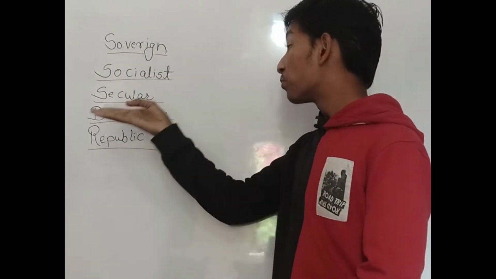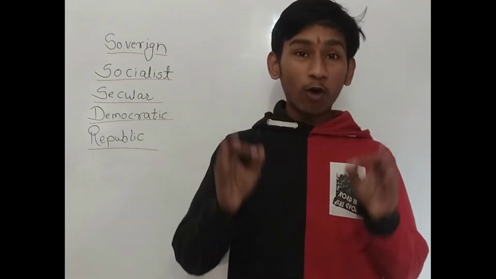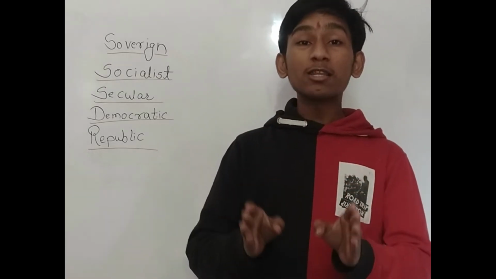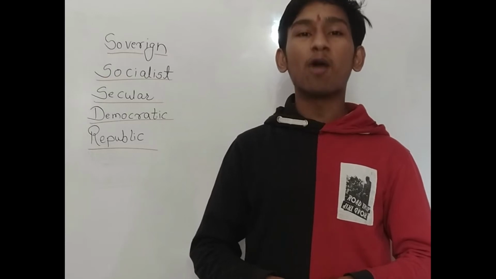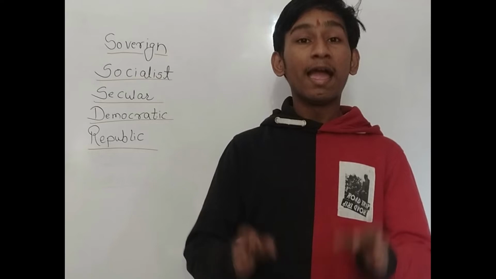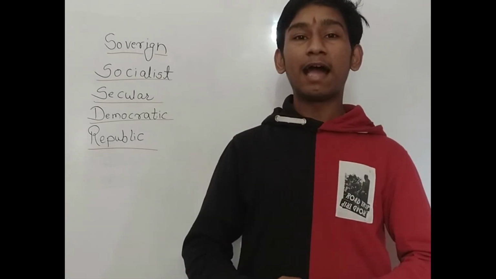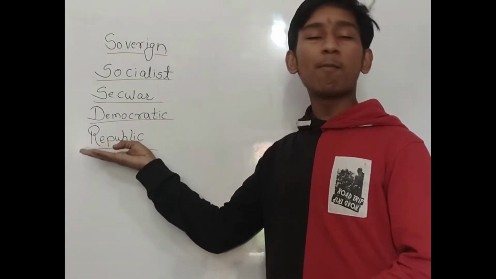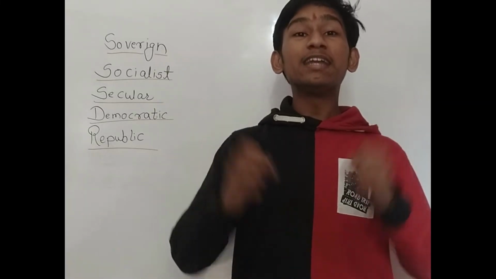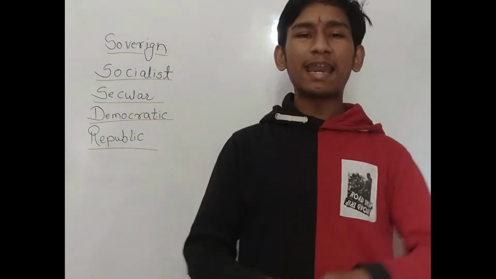Now next comes democracy. India is a democratic country. Abraham Lincoln said: of the people, by the people and for the people. It means the government run by the people, for the people is called democracy. And India is a democratic country. Actually, the biggest democracy in the world is our India. Next, it is a republic country. Now what does republic mean? It means the highest authority in India is elected by the citizens of India by means of indirect elections.